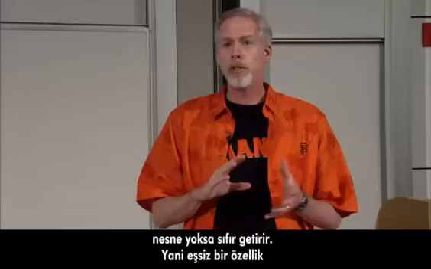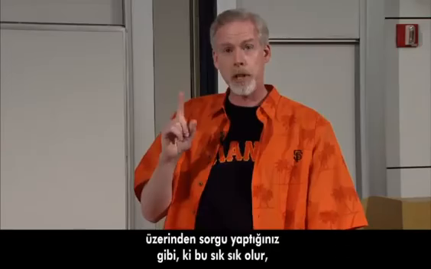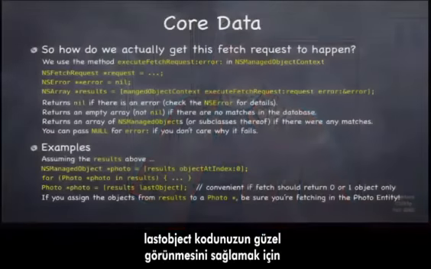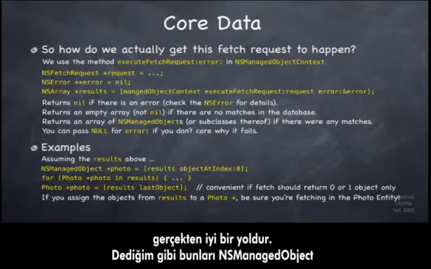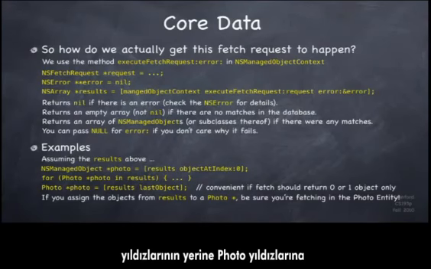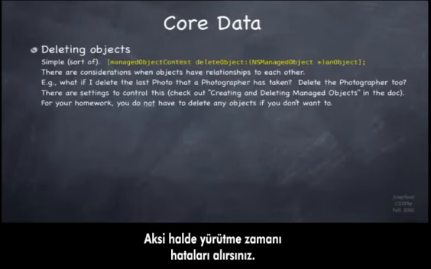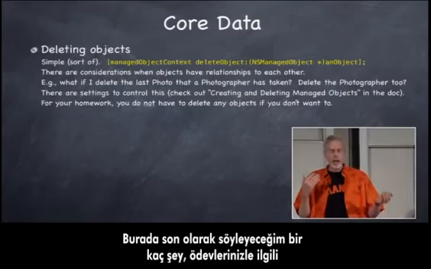So lastObject is a real smooth way to make your code look good, especially if you're expecting a returned array with one match, like you queried on some unique property. That's very common. Like I say, if you're assigning these to Photo stars instead of NSManagedObject stars, make sure that you're actually querying photos. Otherwise you're going to get runtime errors. Okay, so that's it for fetching, creating objects, setting attributes.